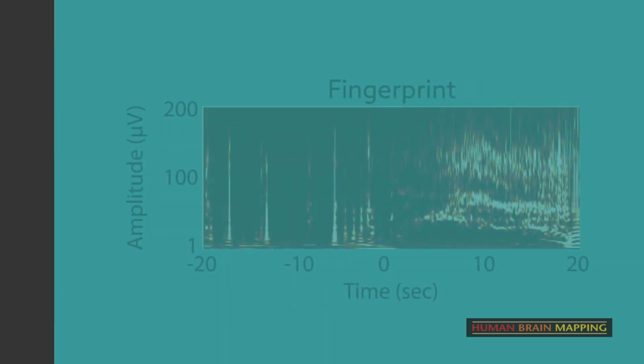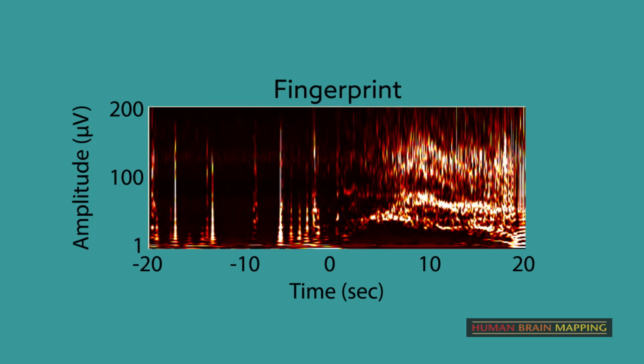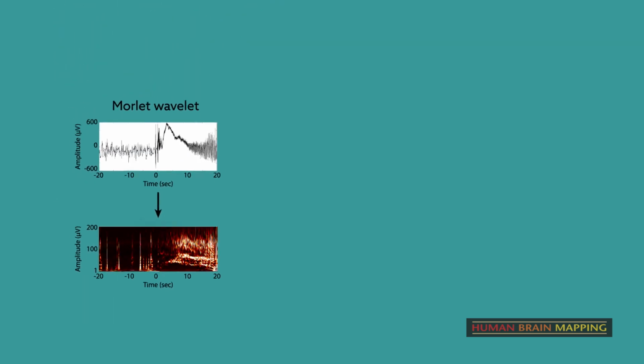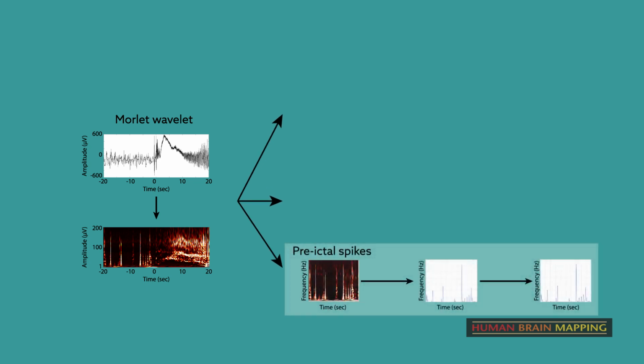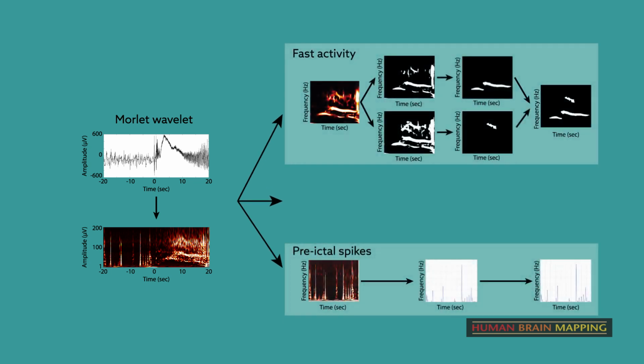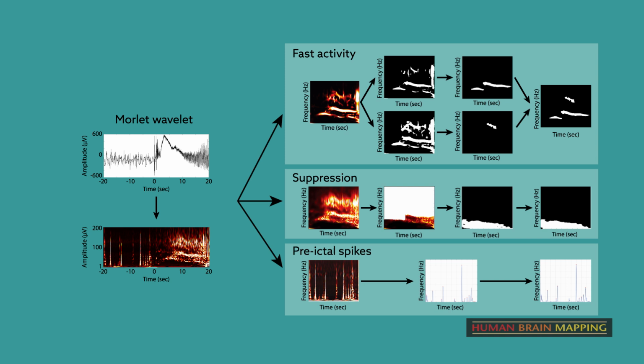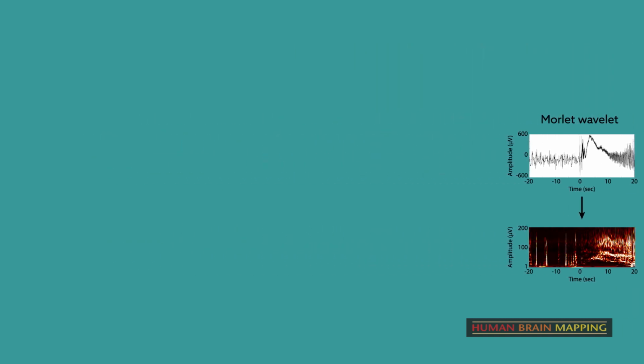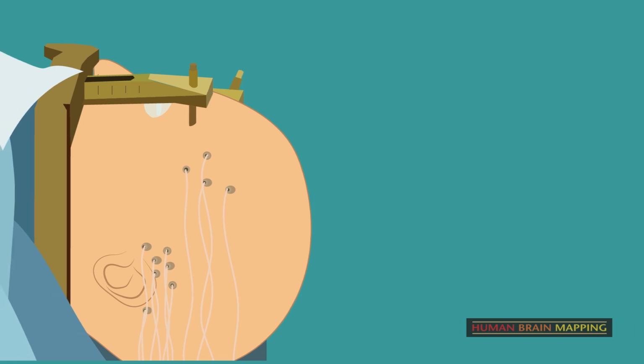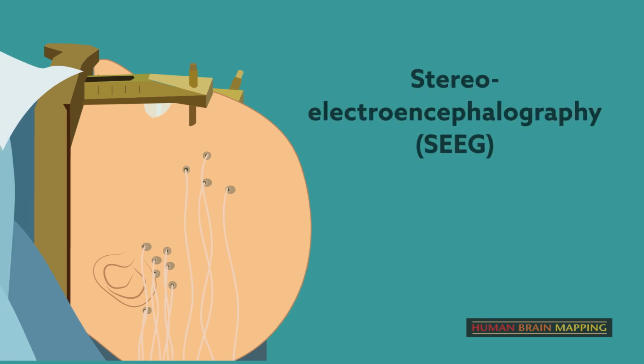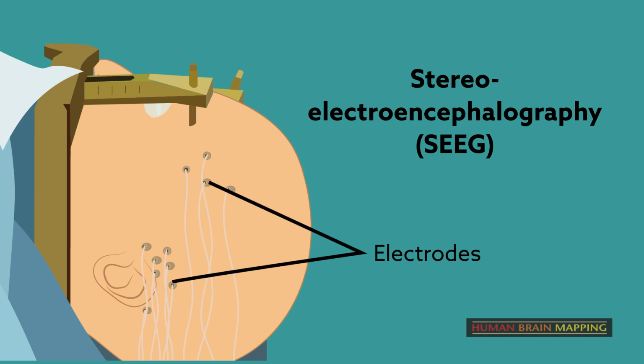The study builds on a previous paper published by the authors, in which the fingerprint itself was identified as a specific pattern of brain activity observed in seizure patients. This pattern had three features: spikes before seizure onset, narrowband fast activity, and suppression, or an apparent lack of lower frequencies. The study retrospectively looked at seizure patients whose brain activity had been evaluated using stereoelectroencephalography, or SEEG, a pre-surgical procedure that involves inserting electrodes into a patient's brain to identify where the seizure originated.